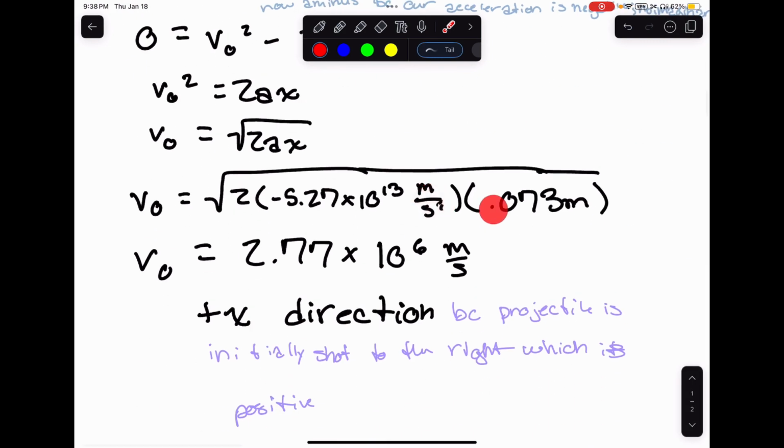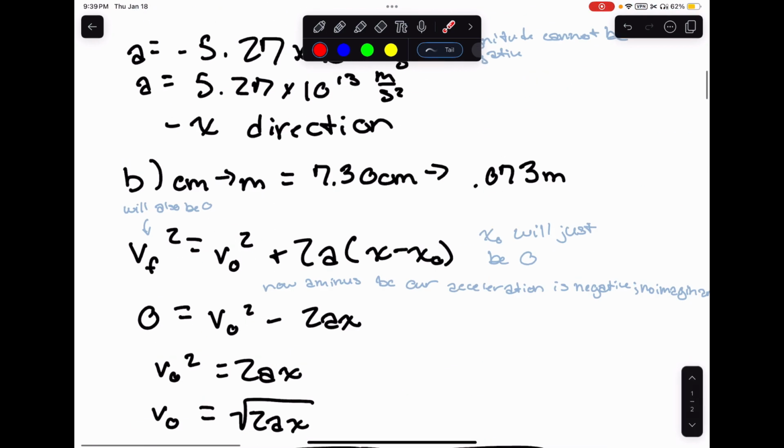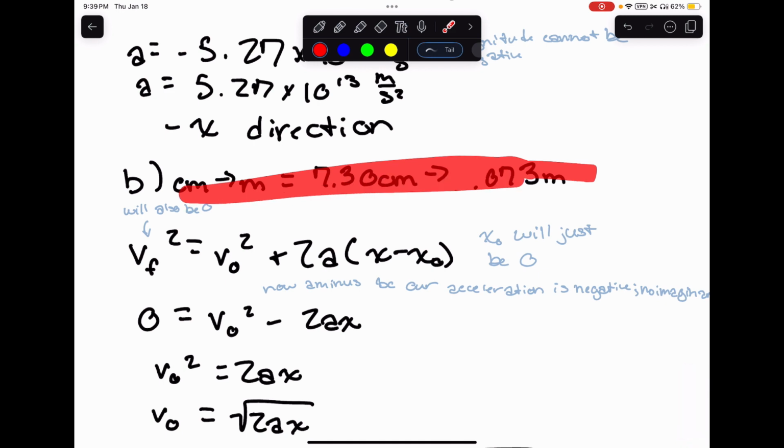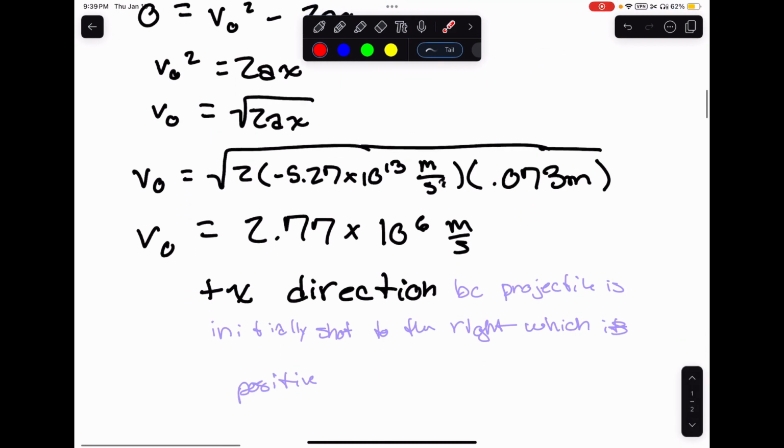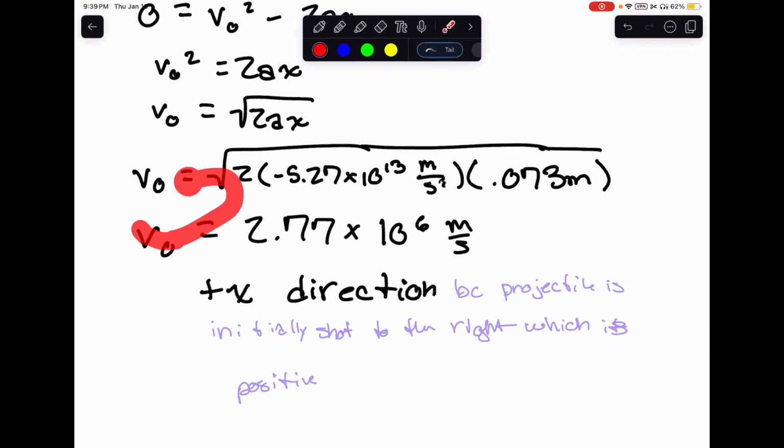And then times 0.073 meters, and that's the computation that we did at the beginning here. And then I have the initial velocity after you do all that multiplication. The initial velocity equals 2.77 times 10 to the 6 meters per second.